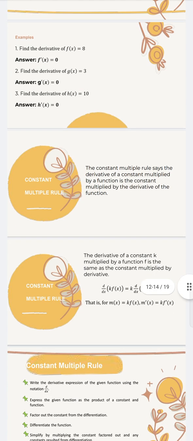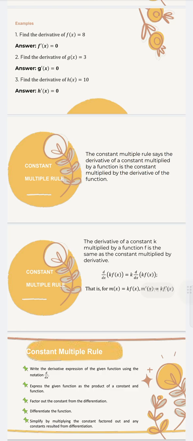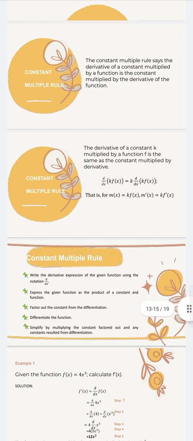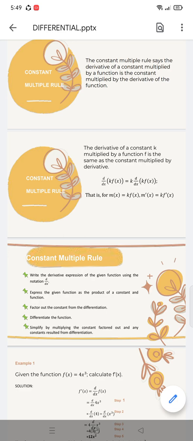Then the constant multiple rule. The constant multiple rule says the derivative of a constant multiplied by a function is the constant multiplied by the derivative of the function. That is, the derivative of a constant multiplied by a function f is the same as the constant multiplied by the derivative: d over dx of kf(x) equals k times d over dx of f(x).